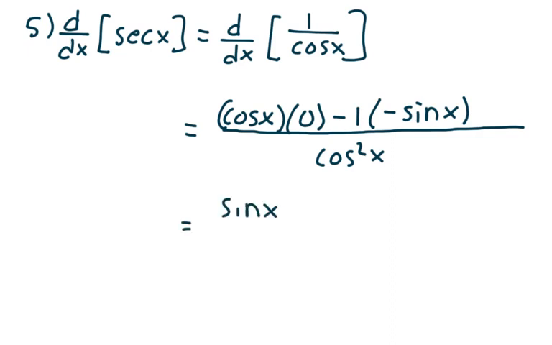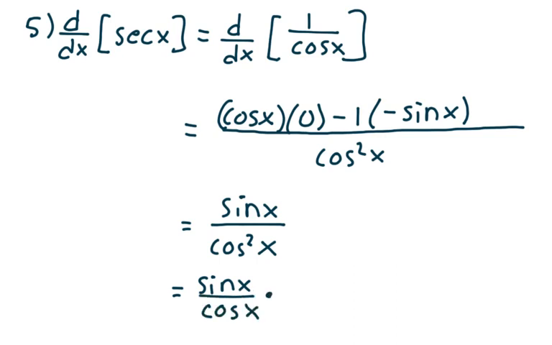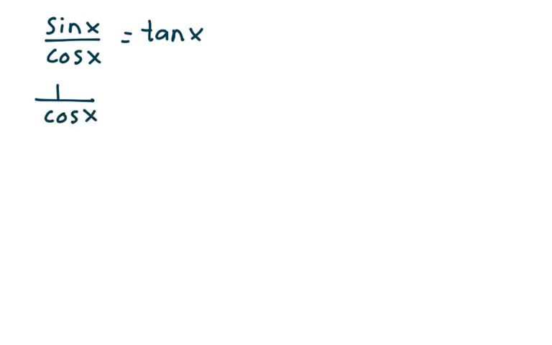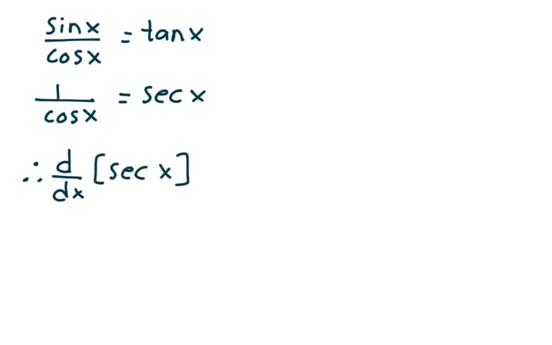So this is sine x divided by cosine squared x, which is sine of x over cosine of x times 1 over cosine of x. Now, let's take a look at this. Sine of x over cosine of x is equal to tangent x. 1 over cosine x is equal to secant x. So, therefore, the derivative of secant x with respect to x is equal to secant x tangent x.